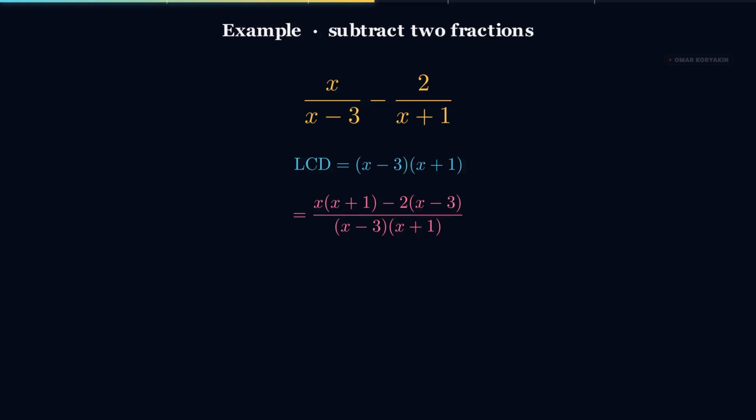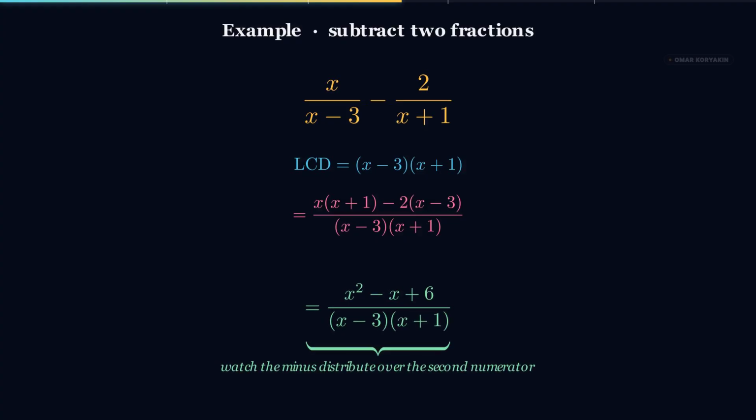The first fraction becomes x times x plus 1 over the LCD. The second fraction becomes 2 times x minus 3 over the LCD. Subtract the second numerator from the first. The minus sign distributes over the second numerator. 2 times x minus 3 becomes 2x minus 6, but the minus in front flips both signs to negative 2x plus 6. Combine with the first: x squared plus x minus 2x plus 6 equals x squared minus x plus 6 over the LCD. The final answer is x squared minus x plus 6 over x minus 3 times x plus 1.